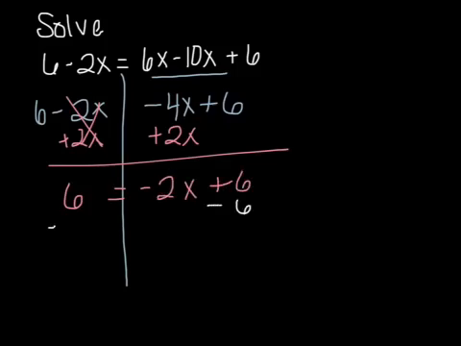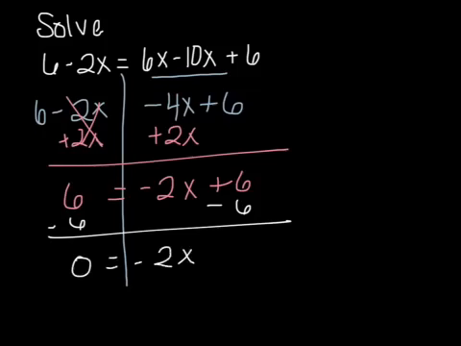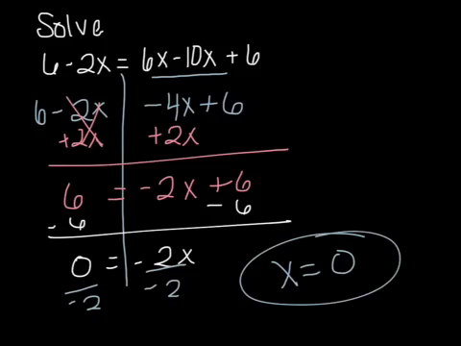Let's subtract 6 to the other side. So I have 0 equals negative 2x. Divide both sides by a negative 2. And x equals 0 in this case.